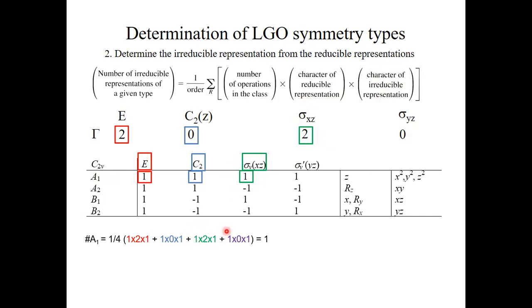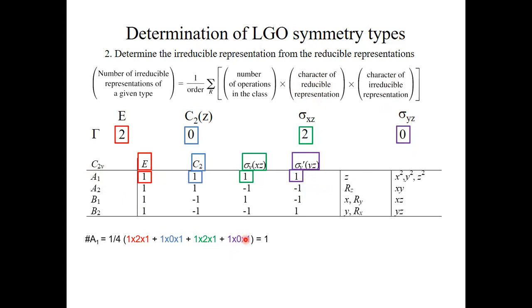Okay, so now we have to determine the third product. Last but not least, let's determine the last product for sigma v prime or sigma yz. So what is the number of operations in the class? Well, that's again just 1. We only have 1 operation to consider. What is the character of the reduced representation? Well, we see it is 0. And what is the character of the irreducible representation? Well, this is this one here underneath sigma v in the row for the irreducible representation A1. So we have 1 times 0 times 1.